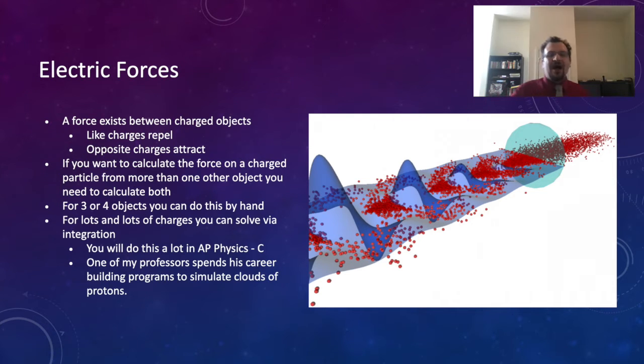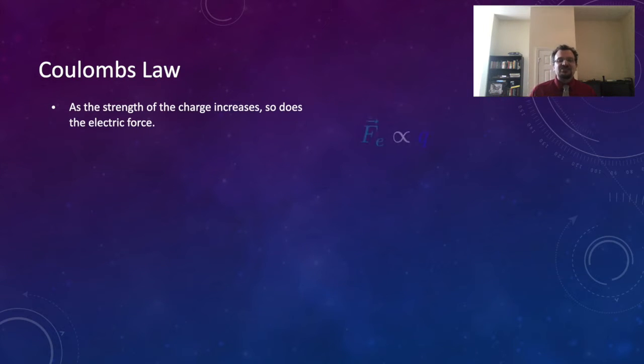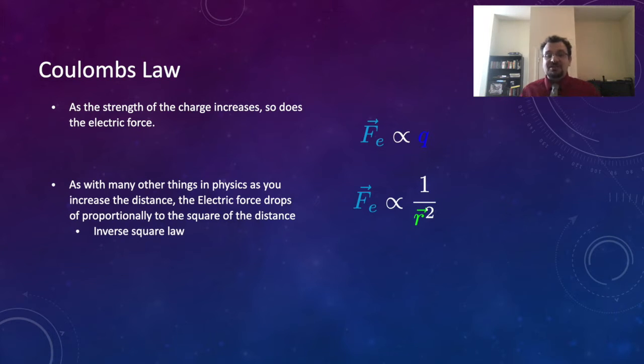So let's talk about how we're going to calculate that, and that's going to be Coulomb's Law. So as the strength of the charge increases, so does the electric force. So higher the charge, higher the force. And as with many other things in physics, as you increase the distance, the force is going to drop off by the radius squared. So this is called the inverse square law. And we've seen it a couple of times, but it basically deals with anything radiating off a single source.